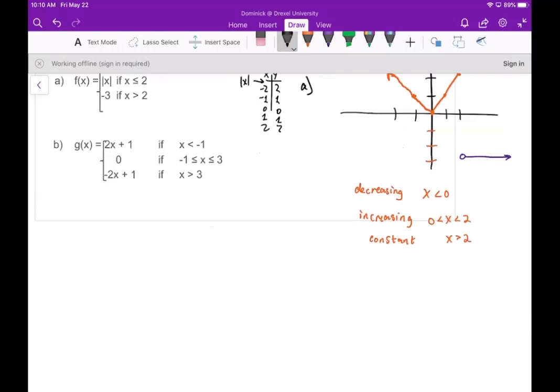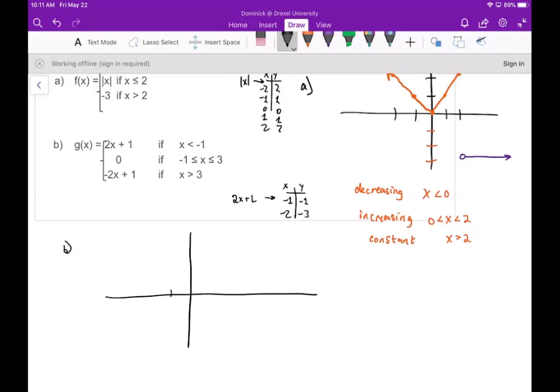Okay, and then part B, we have some lines, so that will make graphing a little nicer. So we know that when we're less than -1, we're at 2x plus 1. So if I look at 2x plus 1, and let's say for -1, even though we know it'll be an open circle, 2 times -1 is -2, and then plus 1, we get -1. If we plug in a -2, we get -4 plus 1, so -3.